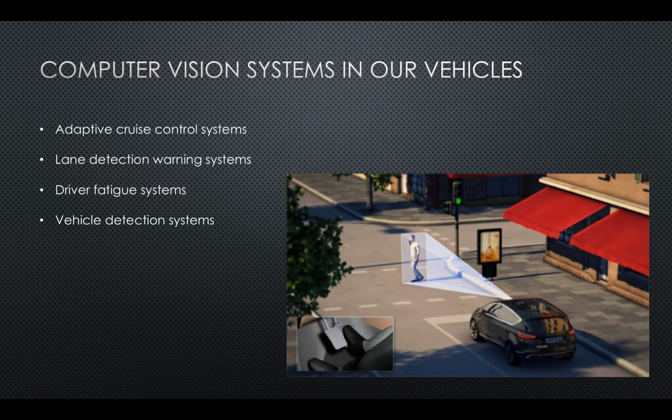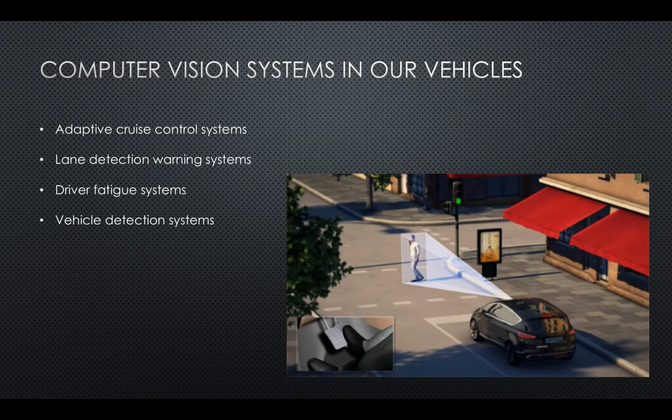We may not know it, but there are many computer vision systems in our vehicles today. These computer vision systems are being used in regular vehicles and autonomous vehicles as well. Some of these systems are adaptive cruise control systems, lane departure warning systems, driver fatigue systems, and vehicle detection systems. Lane detection assists the occupant of the vehicle when they're attempting to switch lanes. It is also a very important aspect in autonomous vehicles because it will allow the vehicle to switch lanes.